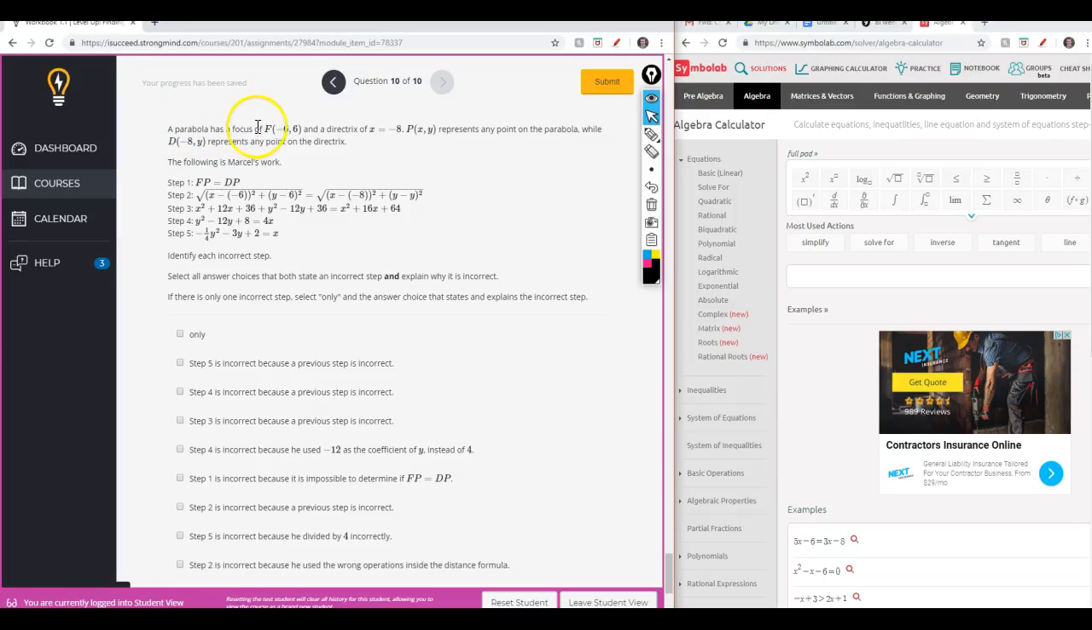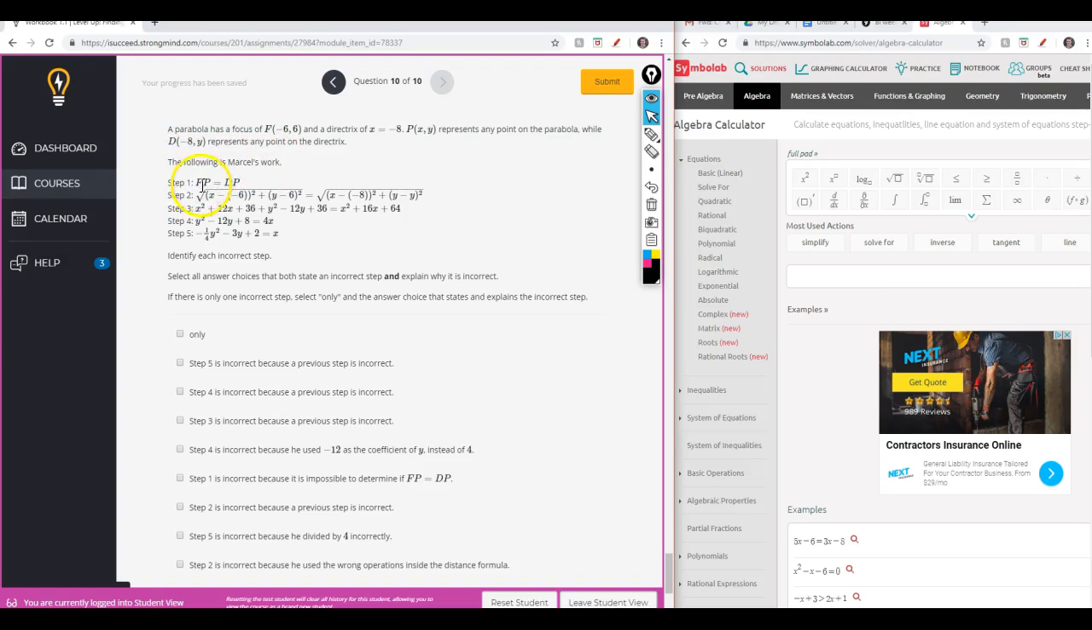Question 10. A parabola has a focus of F(-6, 6) and a directrix of x = -8. P(x, y) represents any point on the parabola, while D(-8, y) represents any point on the directrix. The following is Marcel's work.